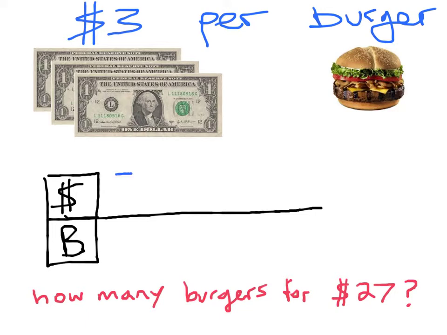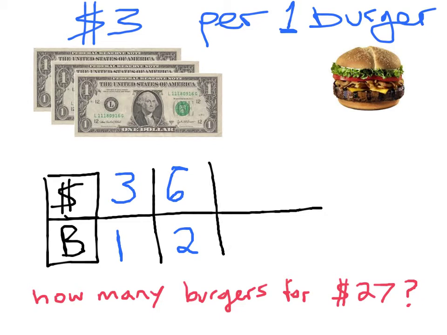So I already know it costs $3 for one burger, and that's because the per burger means per one. That's my first ratio, and if I have the next two burgers, that's going to cost another $3, so 6. And of course you notice a pattern. The dollars are counting by threes, and the burgers are counting by ones. So $9 gets us 3 burgers, and we can keep going with that as long as we want. Here's $12 gets us 4 burgers.